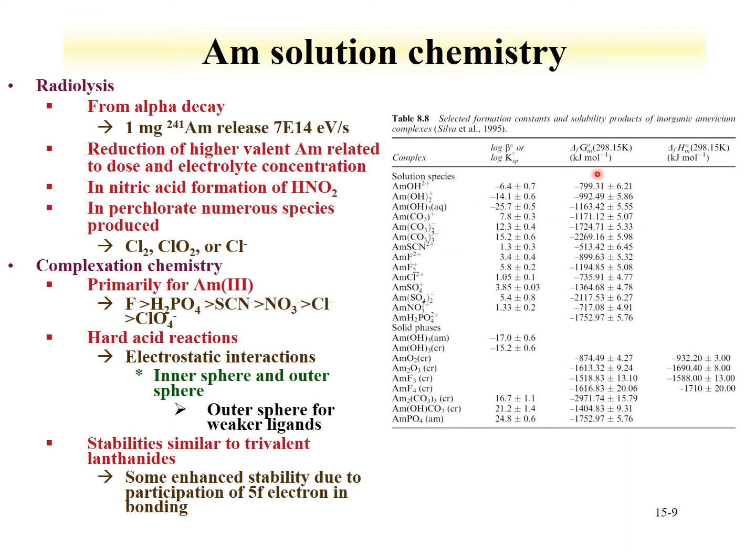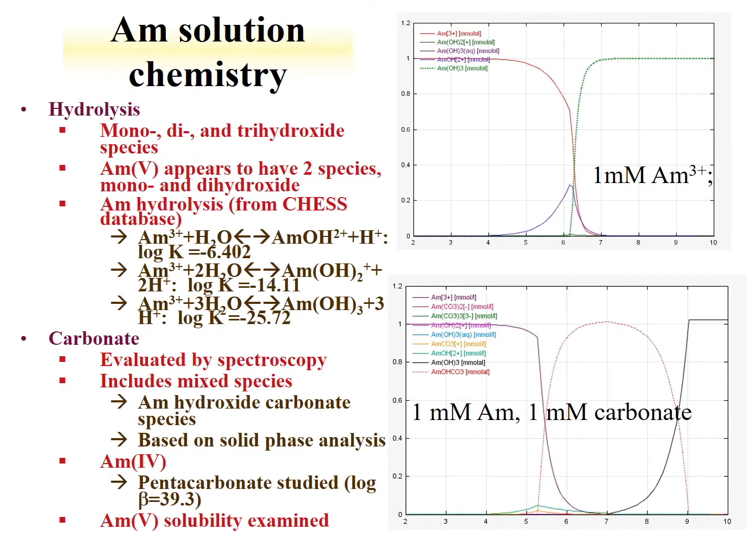And here's an example of some complexation constants, Gibbs free energy, and enthalpy for a number of americium species, hydroxides, carbonates, fluorides, chlorides, etc., that are listed here for both solution and solid phase species. An important solution species of americium is, of course, the hydrolysis. The mono, di, and trihydroxide species have been examined. Americium-5 appears to have two species, the mono and dihydroxide.